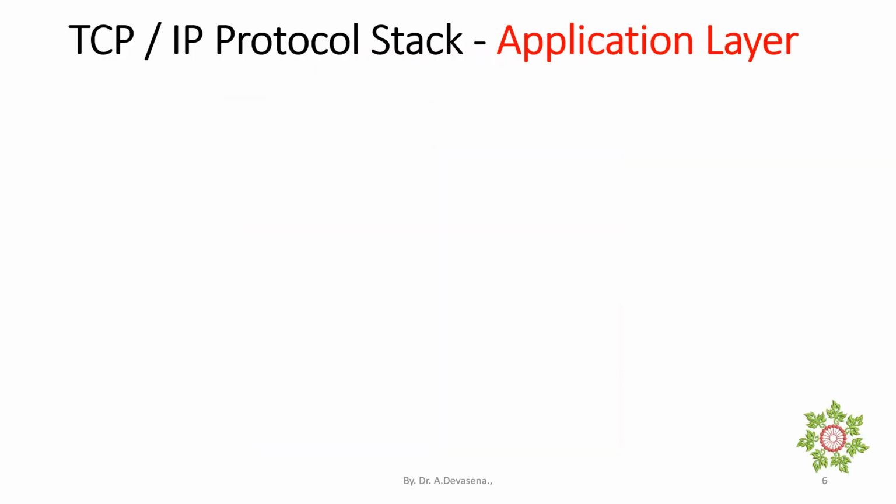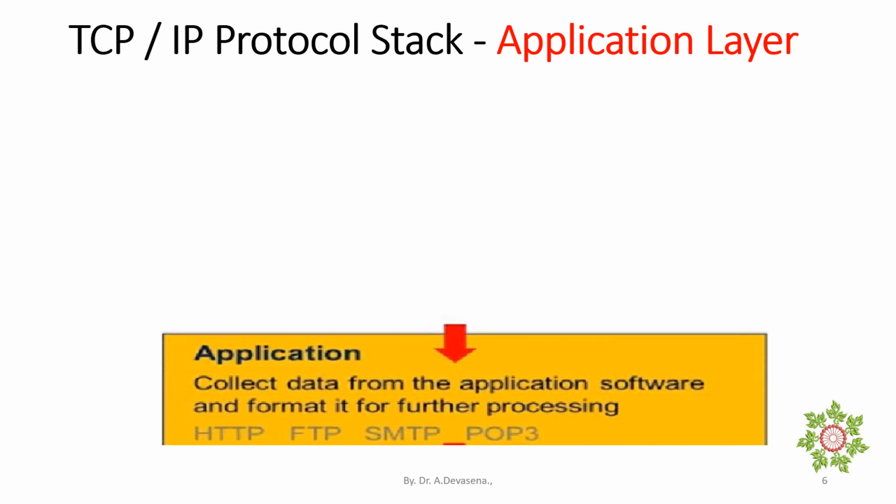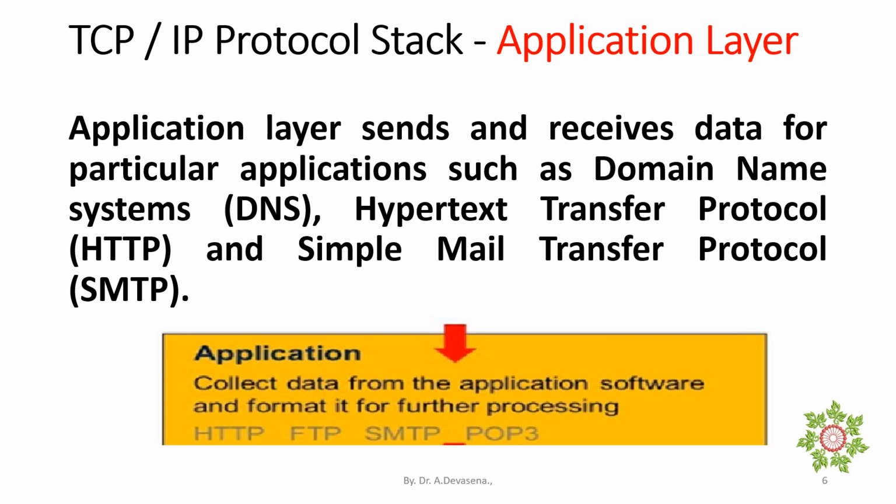Now we discuss the application layer in the TCP/IP protocol stack. This is the representation of the application layer. Now we are going to discuss the details. The application layer sends and receives data for particular applications such as Domain Name System, that is DNS, Hypertext Transfer Protocol, HTTP, and Simple Mail Transfer Protocol, SMTP.